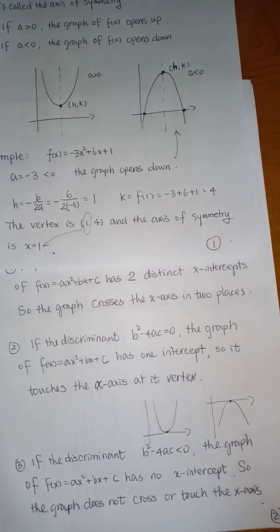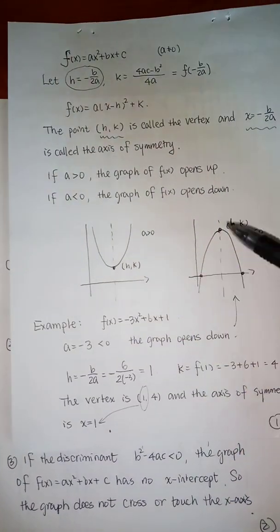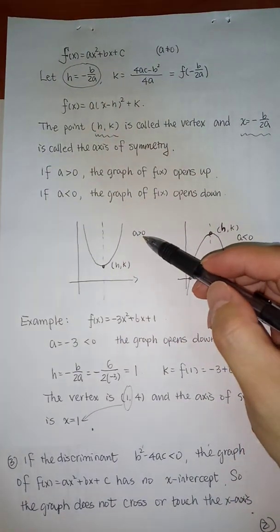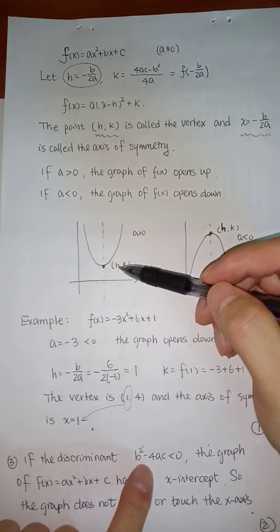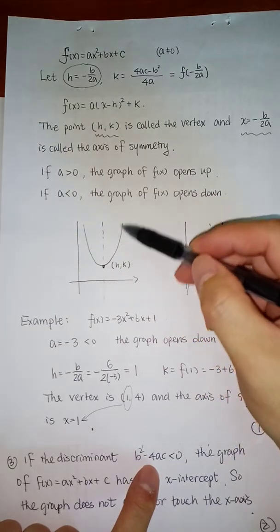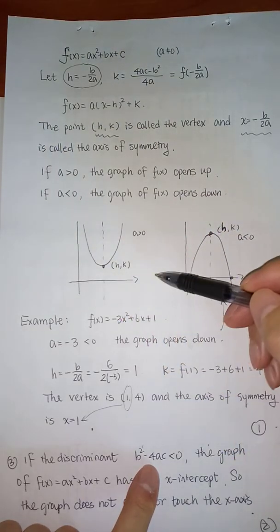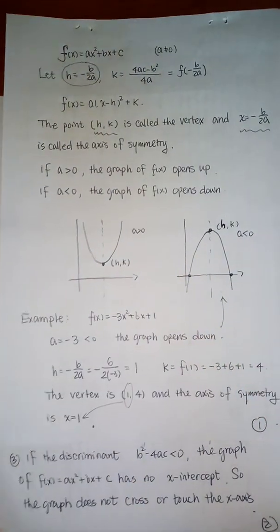Does not cross or touch the x-axis. So this is one of the cases. When A is positive, this case corresponds to the situation where the discriminant is negative. It is off the x-axis, above the axis totally.